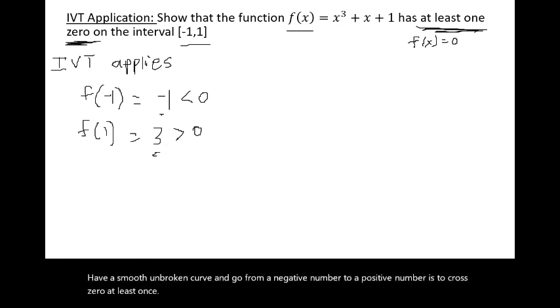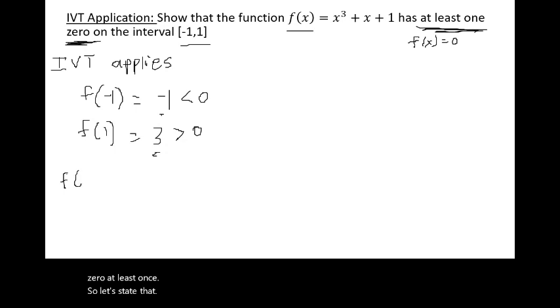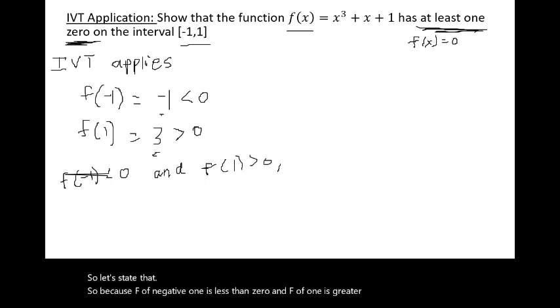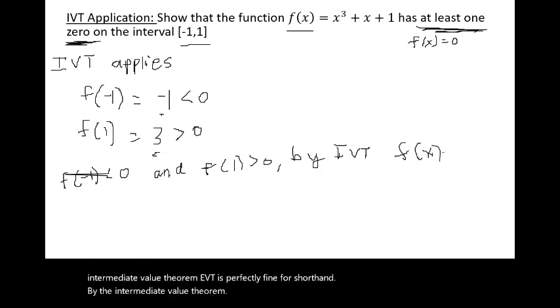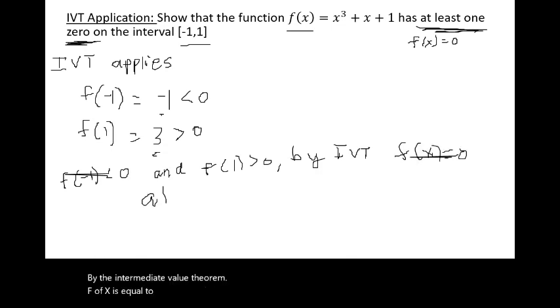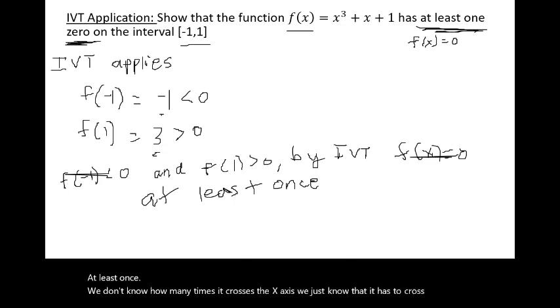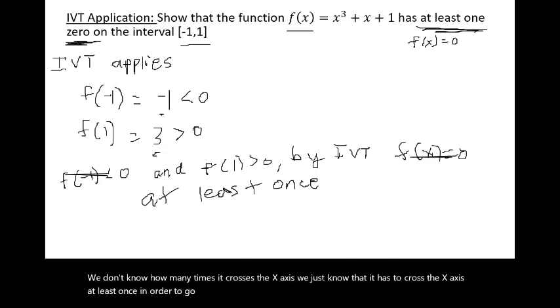So let's state that. Because f of -1 is less than 0 and f of 1 is greater than 0, by the intermediate value theorem, IVT is perfectly fine for shorthand, f of x is equal to 0 at least once. We don't know how many times it crosses the x-axis. We just know that it has to cross the x-axis at least once in order to go from a negative value to a positive value.